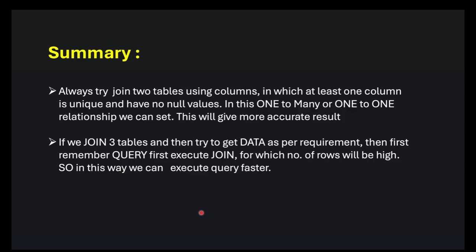If we join three tables and then try to get data as per requirement, remember that the query should first execute the join for which the number of rows will be high. In this way we can execute the query faster, because we are already reducing the tables into four rows only, with each row representing one service. So when we join them, it won't be a higher number of rows. It only runs for the four rows.